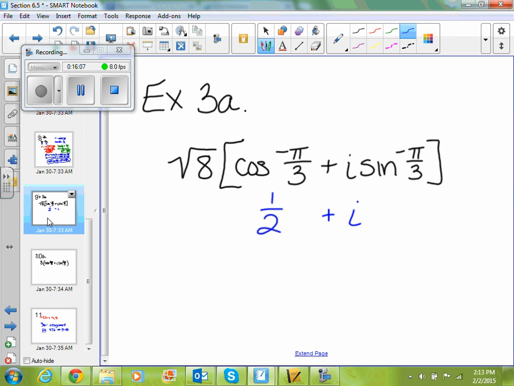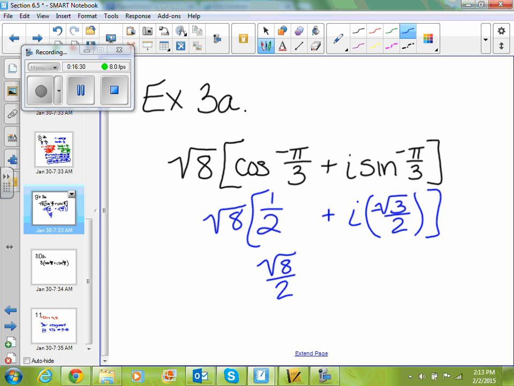And what is sine then of negative pi over 3? Negative square root of 3 over 2. I'm taking this times square root of 8. Square root of 8 times 1/2 gives me square root of 8 over 2. Square root of 8 times negative square root of 3 gives me negative square root of 24, because 8 times 3 is 24, over 2, and you just move the i to the back.